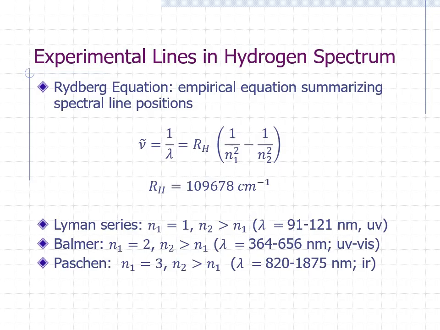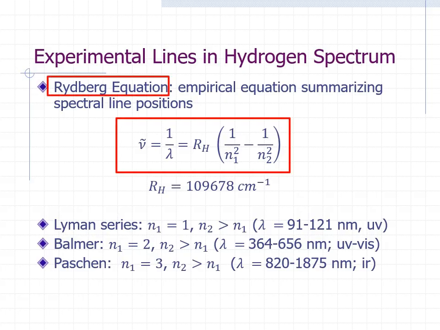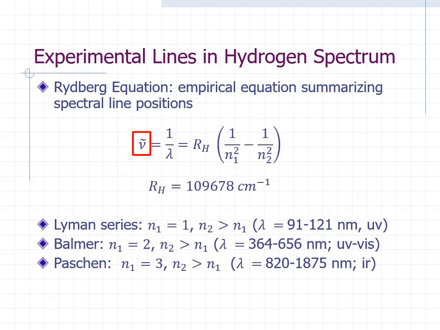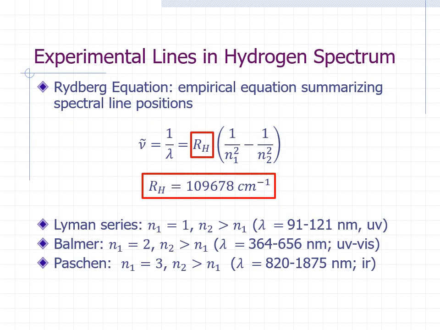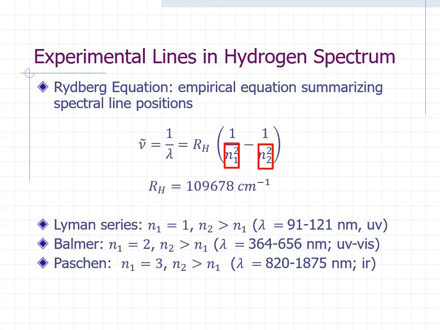The experimental line positions are neatly summarized by the Rydberg equation. In this equation, ν̃ is the wave number, which you will recall is just the reciprocal of the wavelength λ. R_H is a constant, experimentally found to be 109,678 reciprocal centimeters. The n1 and n2 in the equation are integers.